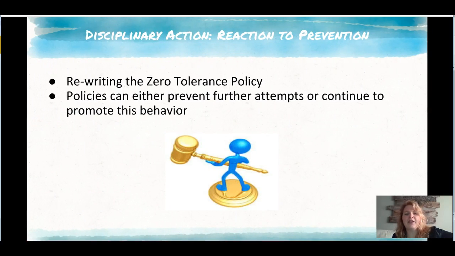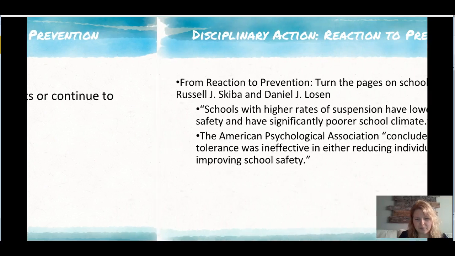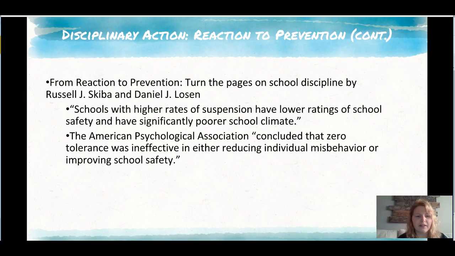So the disciplinary actions. You've noted that I have chosen to do a group discussion, disciplinary action, and conferences or professional developments or meetings with individuals. I believe the policies that I write and the decisions that I make and the disciplinary actions I choose for each individual can either prevent further attempts or it can continue to promote this malicious behavior. So that is why I would like to rewrite the zero tolerance policy. In my research, I've discovered this article, Reaction to Prevention: Turning the Pages on School Discipline.